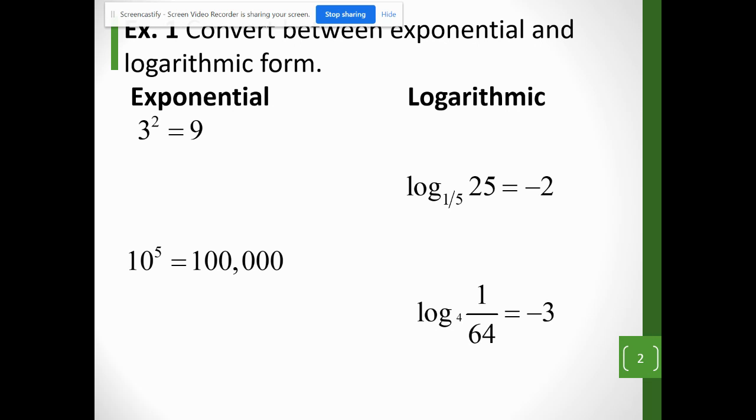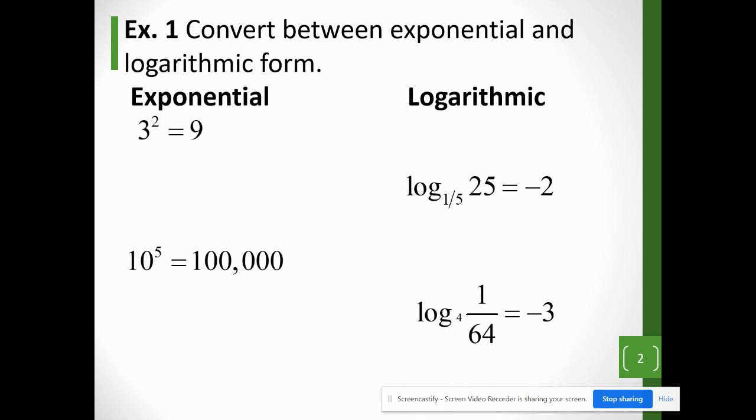For example, convert between exponential and logarithm form. So for the first part, I gave it to you in exponential form. Remember, the 3 is the base. The exponent in here is 2. So I'm just going to write log base 3 of 9 is equal to 2. What I have by itself, in this case on the right side of the equal sign, is the exponent. So once again, I have to let this equal the exponent. So I call it log base 3 of 9. Log base 3 of 9 is equal to 2.